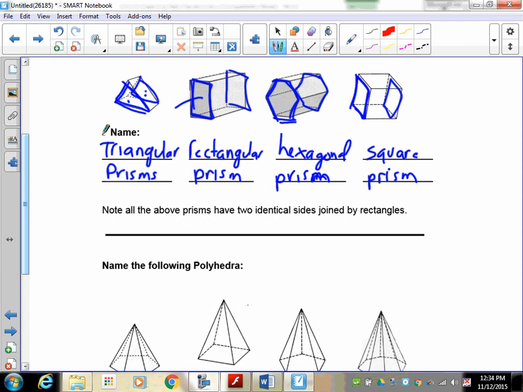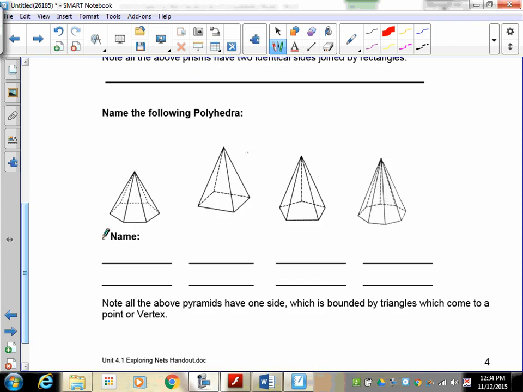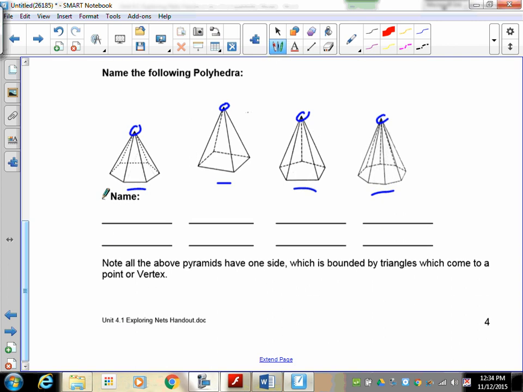Now, let's take a look at the ones down here. These are all coming to a point. So because they all come to a point and they have a single base right here, here, and here, these are all pyramids. Now we have to name them.